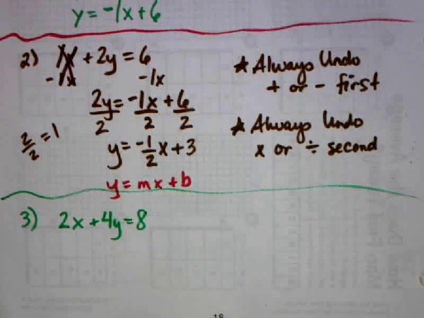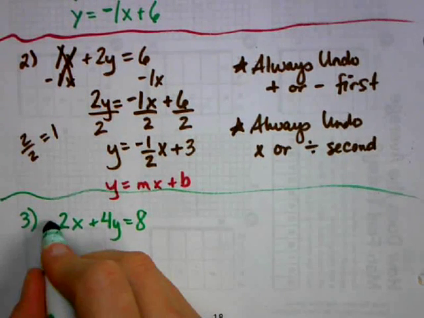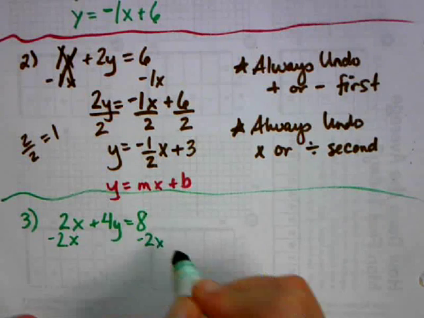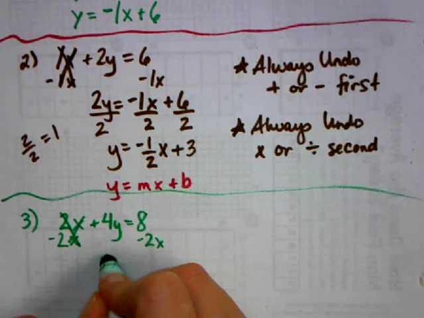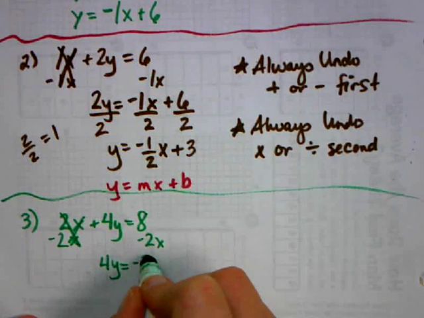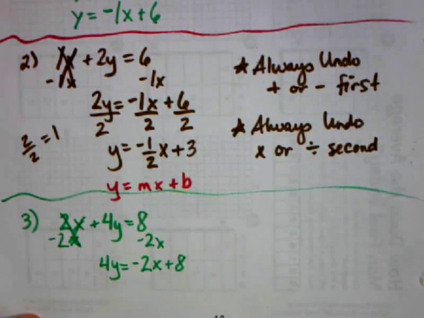All right, we want y by itself. We always undo addition or subtraction first. And what are we having here? We have a plus 2x. It's a positive number in front. The opposite is minus 2x. I cancel them out. I'm left with 4y equals, these are not like terms, so I do not put them together. Minus 2x plus 8.